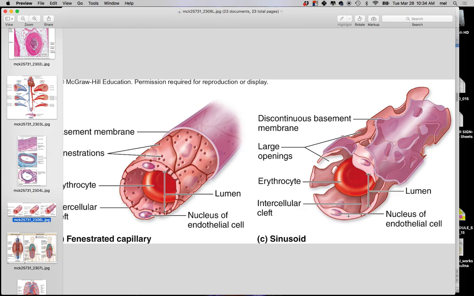And notice that these, which are called sinusoid capillaries, have incomplete basement membranes. They have hardly any tight junctions to speak of. Things can move in and out willy-nilly. Where do you want to use these? One of the places you use them is the liver.